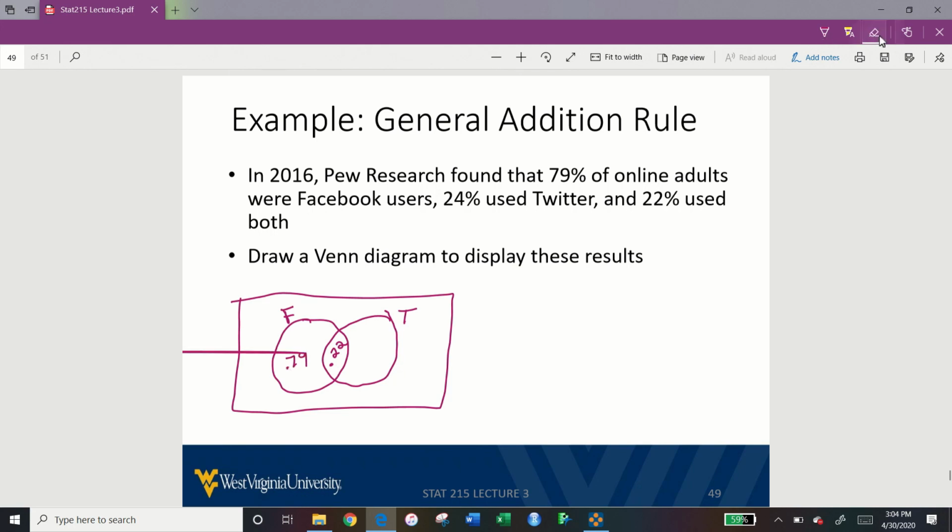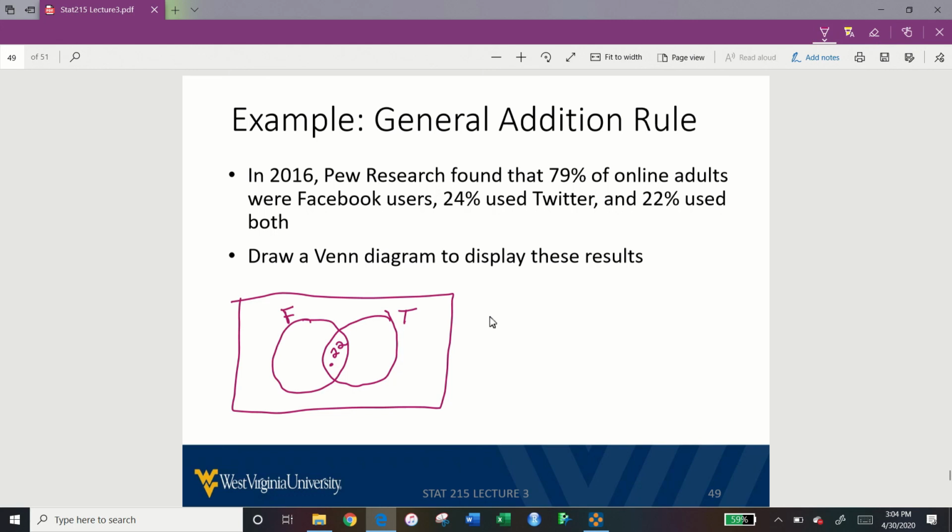Now, at this point, you might be tempted to say, all right, we are going to put 79 here and 0.24 here. There, we're done. Let's move on. Hold up. This is not right. Remember, the 79% of online adults that were Facebook users includes the 22% that used Facebook and Twitter. We're counting it twice, and we did the same thing with Twitter. So we need to subtract.